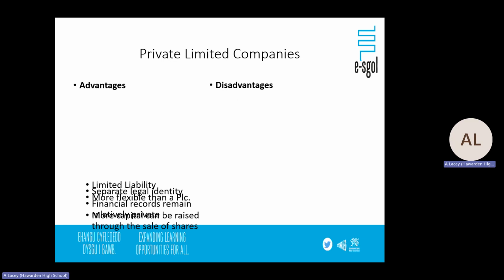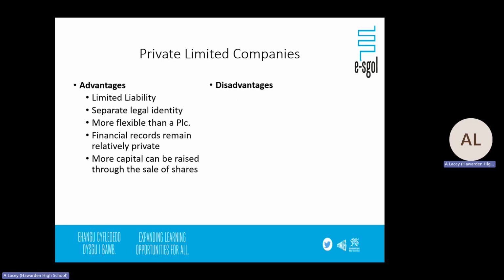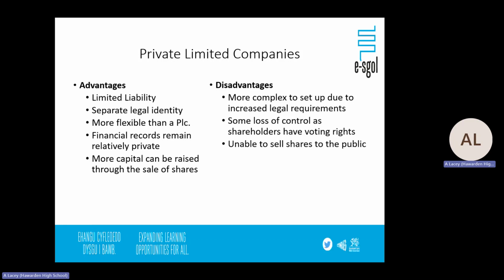Advantages of a private limited company: you've got limited liability. You've got that separate legal identity, and you're more flexible than a PLC. Financial records remain relatively private, and more capital can be raised through the sale of shares. Quite often, if you ever watch Dragon's Den, you see people investing and taking shares of 5%, etc. Companies want to get investment, so they offer a percentage share.